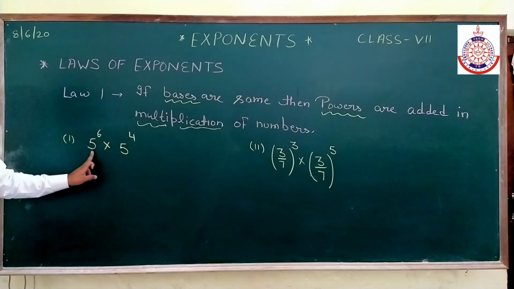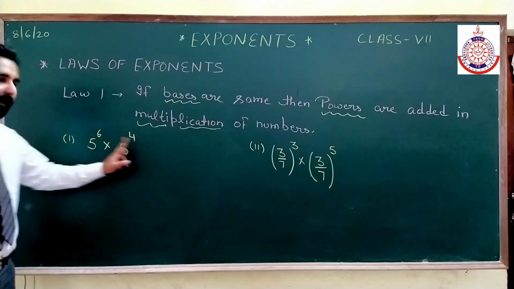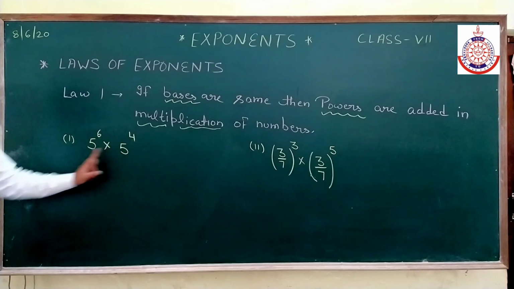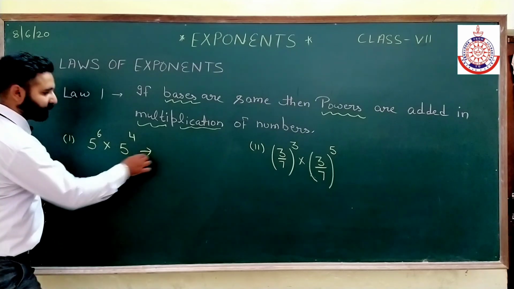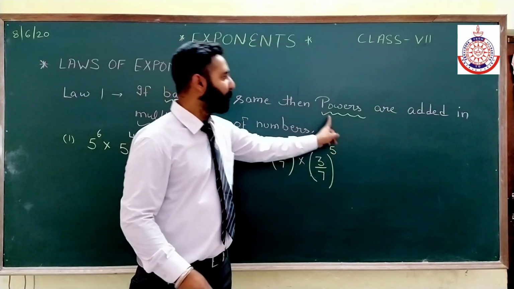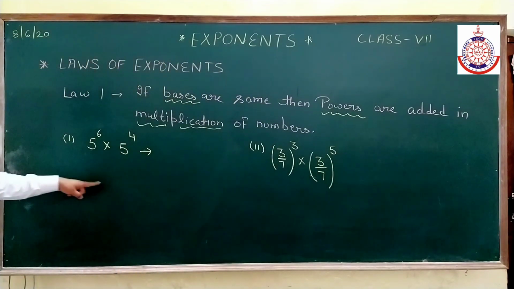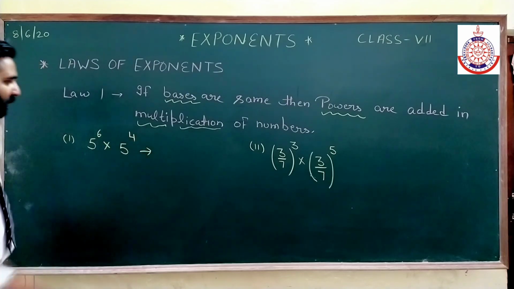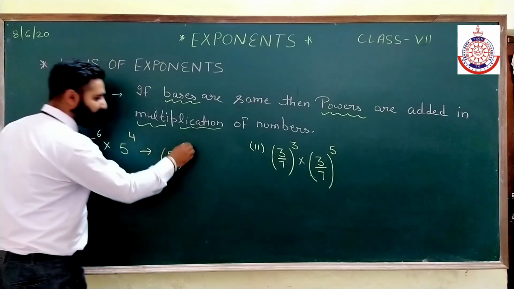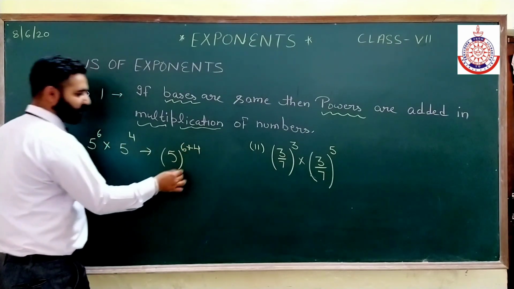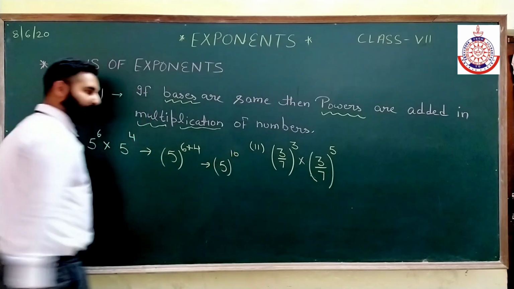Here I have 5 raised to power 6 multiplied by 5 raised to power 4. As you can see, bases are same. So, the law says powers are added in multiplication. Yes, they are in multiplication. So, what we have to do? We have to add the powers. Means 5, first power is 6 plus 4. So, it will become 5 raised to power 10.